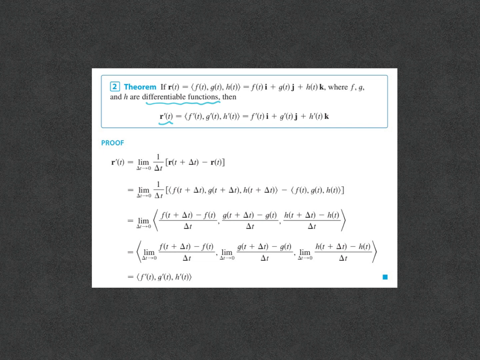And here's the proof if you would like to see it worked out. r prime is the limit, and they're using delta t instead of h in the formula we talked about before, but it's the same thing. Higher mathematics used to use x and delta x, but you can see that we're taking the limit of the difference quotient, and then we have the change in t in the bottom, and it comes up with our very pretty derivative.